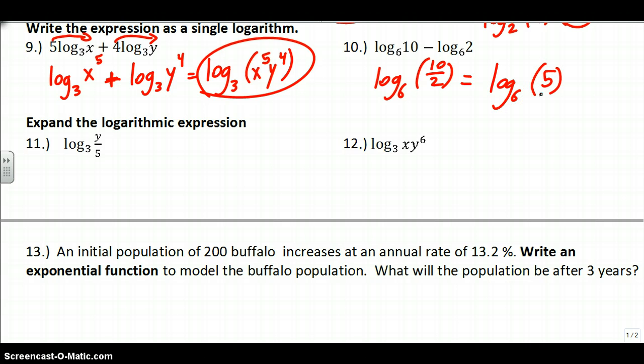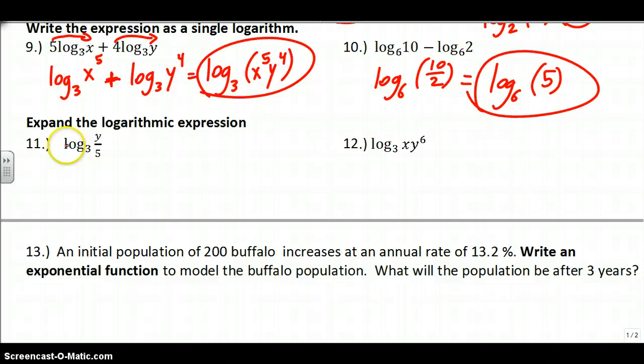Now, you might be wondering, how come we can't do what we did before and do log of 5 over log of 6? Well, they want it as a single logarithm, and if I were to actually take log of 5 divided by log of 6, it would be a number, not a single logarithm like we want it to be.